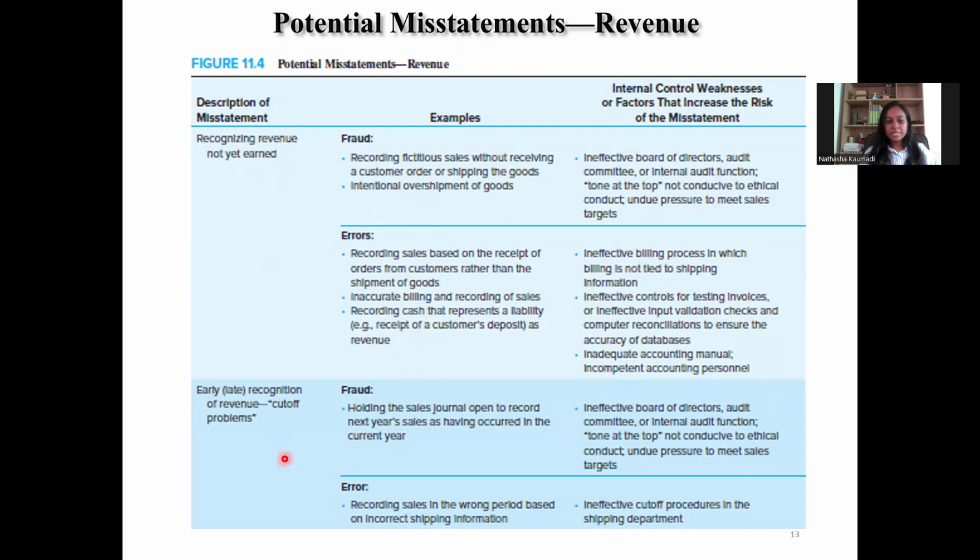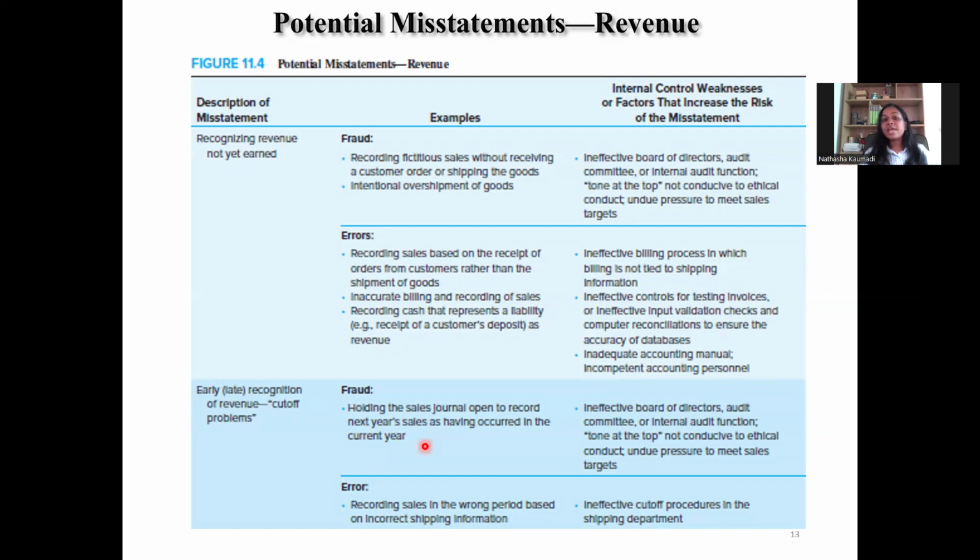See the second misstatement, early recognition of revenue. You can say cut-off problems. A sale actually happened in January 2024, but the company has recorded the sale in December 2023. Early recognition, cut-off issue: holding the sales journal open to record next year's sales as having occurred in the current year. So those are intentional things. Just to increase the sales this year, you are recording next year's sales in the current year.